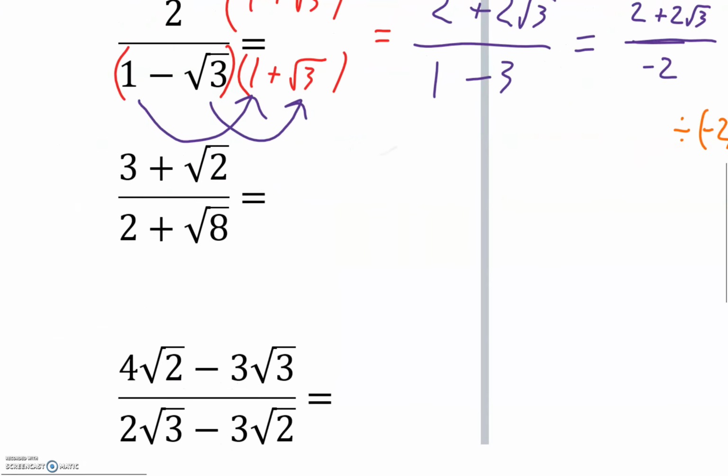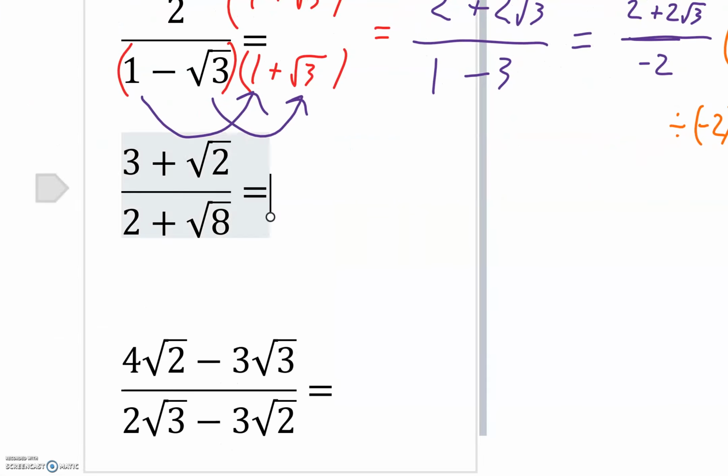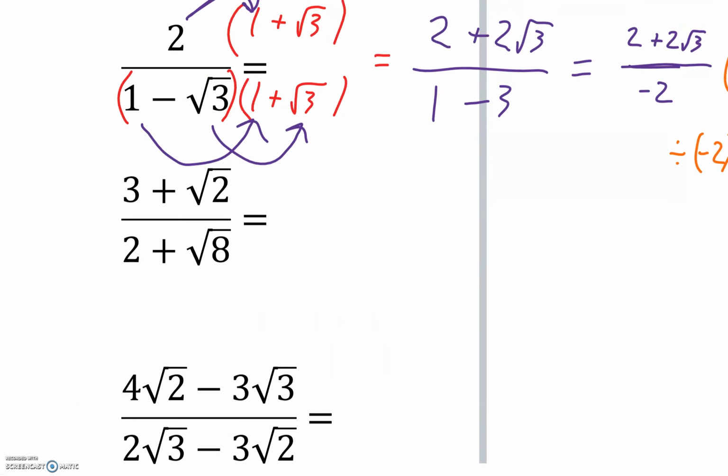Alrighty. Okay, let's do this again. And so hopefully, because you've seen me do it once, you can try this one out. So pause the video, try it out for yourself, and see if you get the same answer I do. So what I'm going to do here is do the opposite of what's already there. So it was adding by root 8. So I'm going to subtract by root 8.